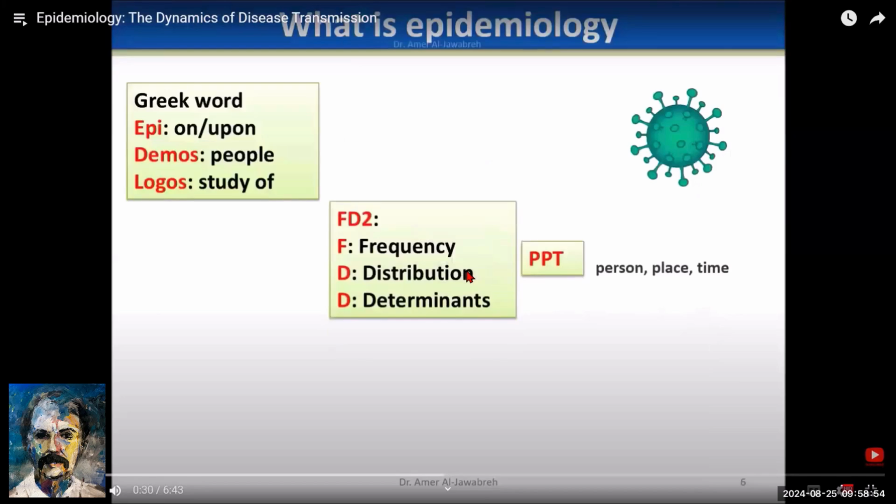Okay. So we have the language. Epidemiology is a Greek word. It's not English. It's epi, on top of, like this is my laptop on the table. Epi, on top of, upon. And demos means people, like democracy, ruling the people by themselves. And logos is the study of logic, biology. So together it's epidemiology. That's the language. Let's go to the concept.